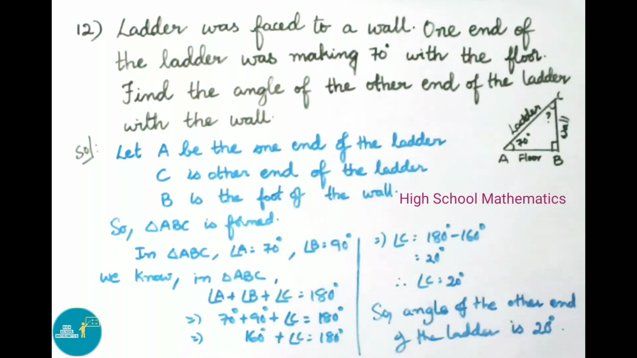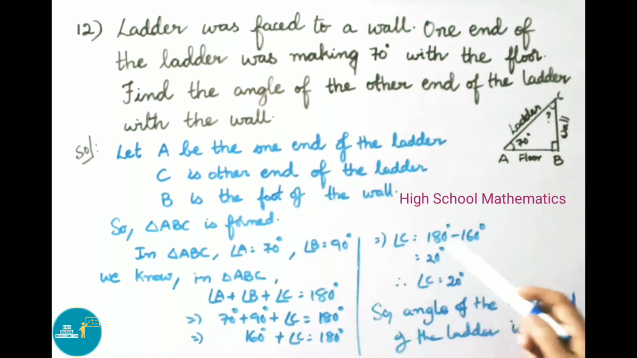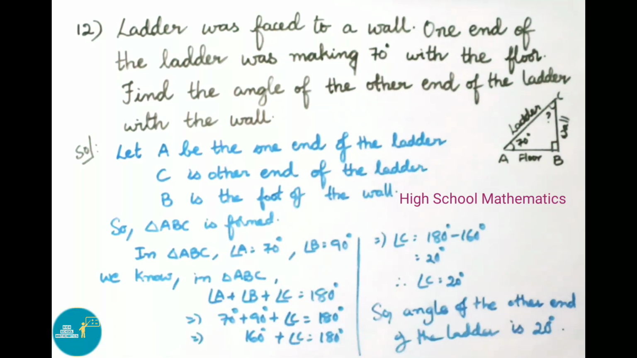That implies angle A 70 degrees plus angle B 90 degrees plus angle C equals 180 degrees. That implies 90 plus 70, that is 160 degrees, plus angle C equals 180 degrees. That implies angle C equals 180 minus 160, so angle C equals 20 degrees. Therefore angle C is 20 degrees. So the angle at the other end of the ladder is 20 degrees.